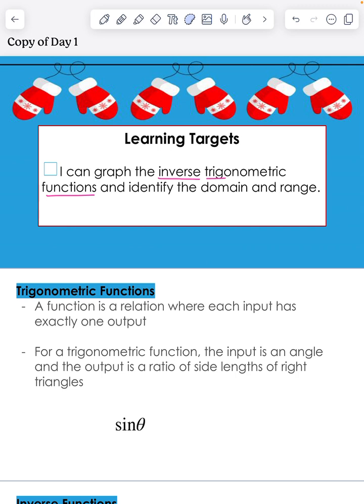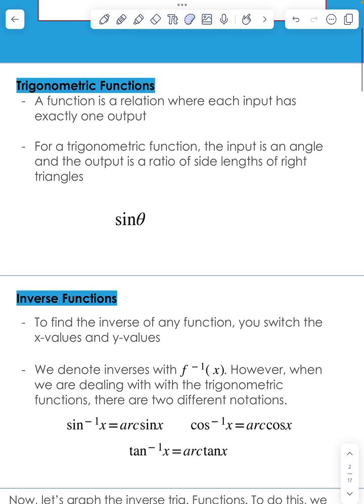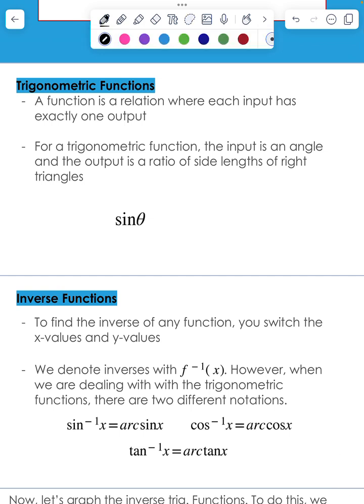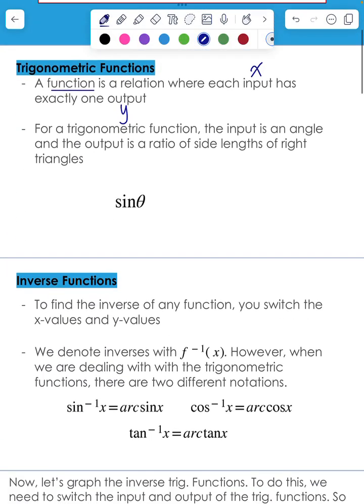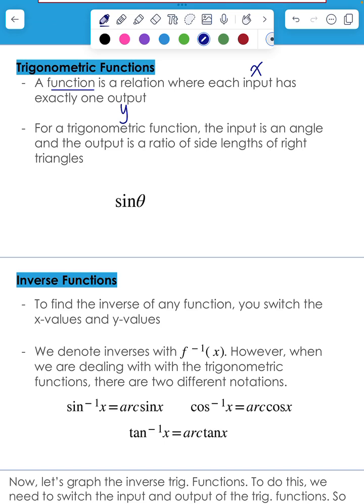This unit is called Inverse Trig Functions for Unit 8. And we're going to go ahead and get started. So a function is a relation where each input has exactly one output, and your input is x, output is y. For a trig function, the input is an angle, theta, and the output is a ratio of side lengths.